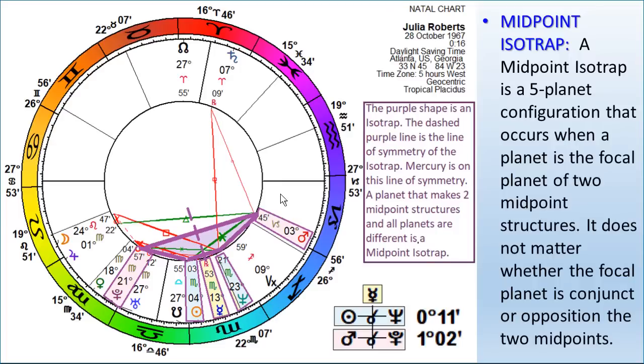When you see a midpoint isotrap with small orbs, let me say that again. You're looking at a chart and you see a midpoint isotrap with small orbs. Small orbs mean under half a degree. When we look at it, it's powerful. It's a combination of midpoints and isotraps. Okay, we will look at it in the next video in this series.